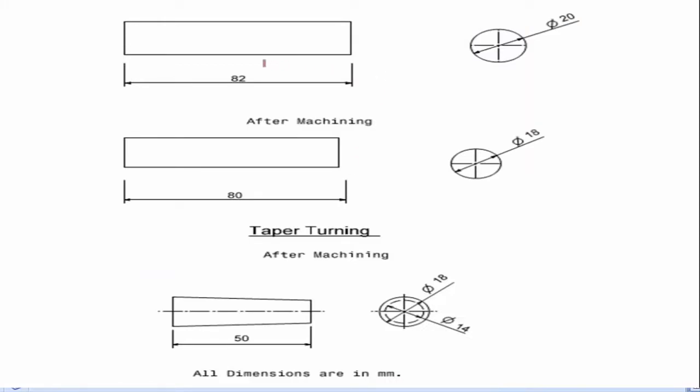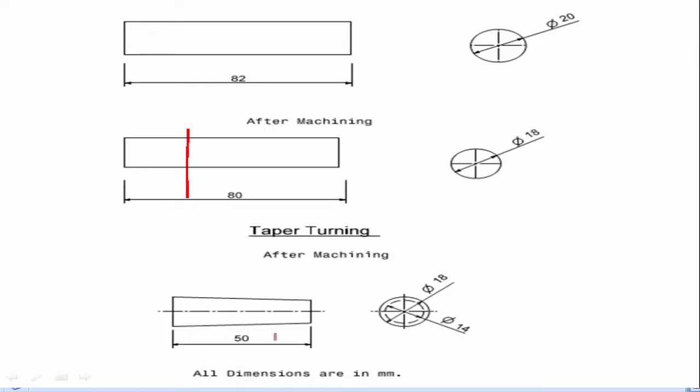The initial dimension of the workpiece is 82 mm long and the diameter of the workpiece is 20 mm. After machining, which is after doing facing and plane turning, the length is reduced to 80 mm and the diameter is reduced to 18 mm. And in this 80 mm, for 50 mm we are going to do taper turning.